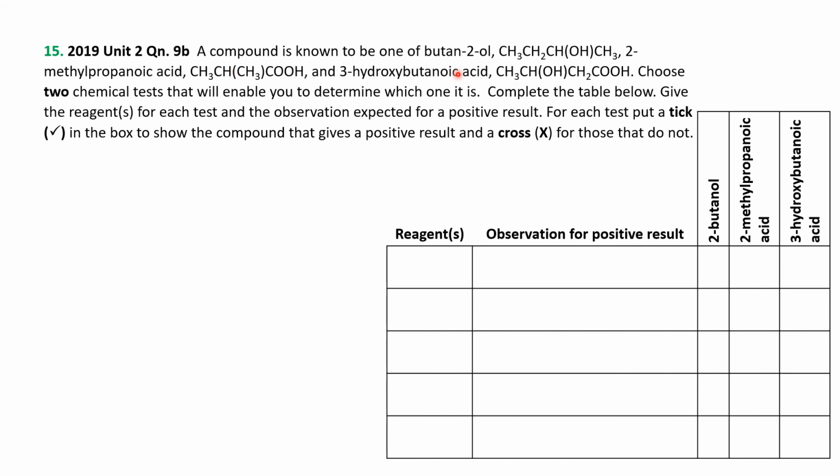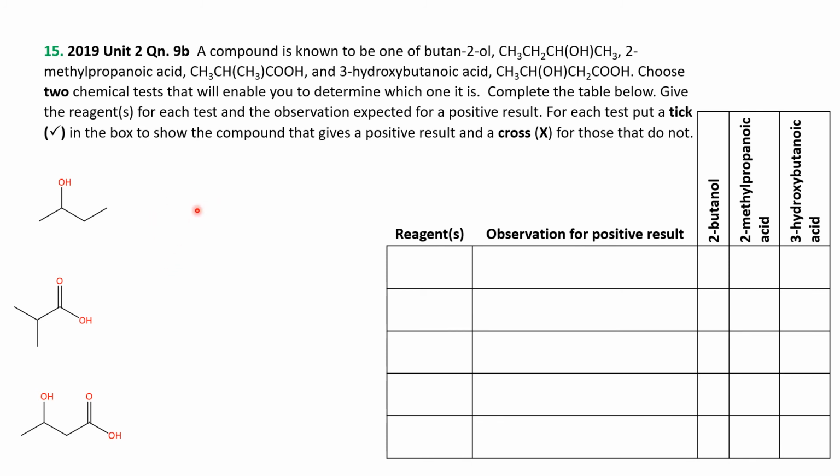Finally, the compound is known to be one of butanol, 2-methylpropanoic acid, and 3-hydroxybutanoic acid. So there we are, one of those. Complete the table below, because we want two chemical tests that will enable us to determine which it is. Give the reagents and the observation expected for each test with a tick or a cross.